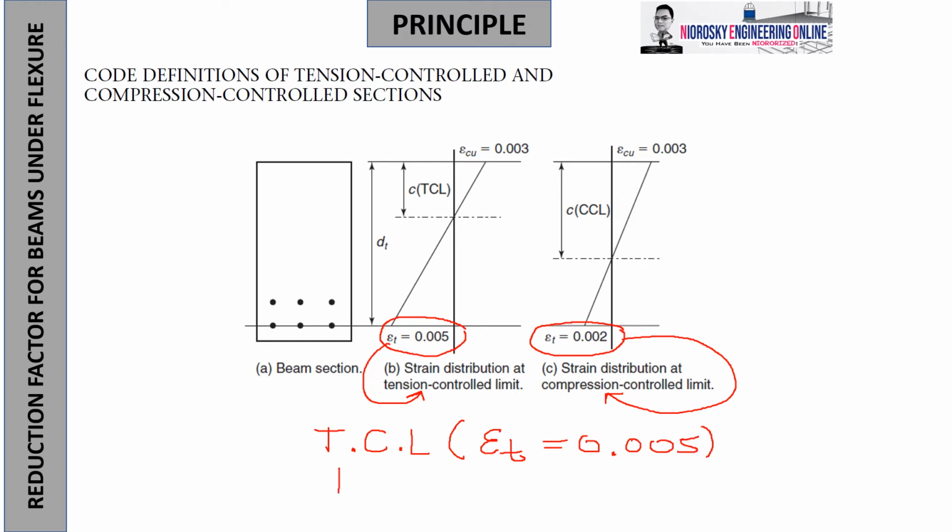And for the compression, okay, let me write CCL as a shortcut. CCL means compression control limit. So that is e sub t, set it to 0.002. Those values are already proven by testing. So, those are laboratory values.